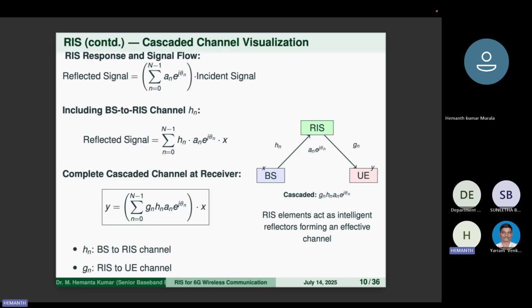Next, what is the complete channel at the receiver side? It is h of n, g of n, with all elements' phase and amplitude. So the sum from n equal to 0 to N minus 1 of g of n, h of n, a of n, e to the power of j theta n into the transmitted signal. Agree? Got it or not? So y is equal to the sum from n equal to 0 to N minus 1 of g of n, h of n, a of n, e to the power of j theta n into x. Completed. So next.